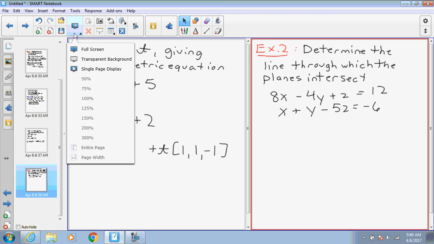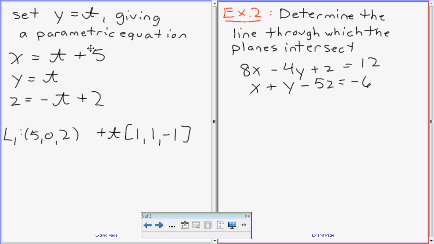If you're not quite done, that's okay. I'll show you how we can get this done relatively quickly here. I'm going to start with Hannah. I want to get rid of the y here. So what am I going to do to get rid of the y's?